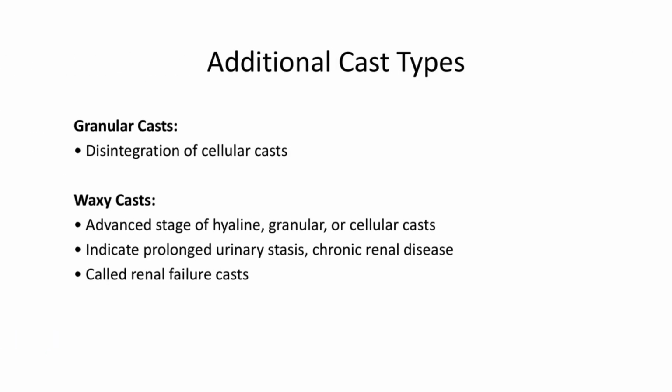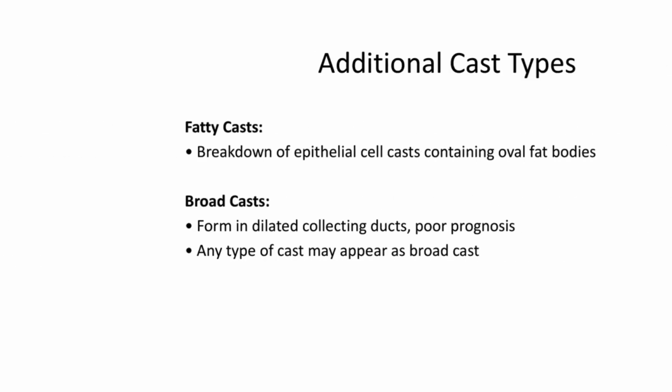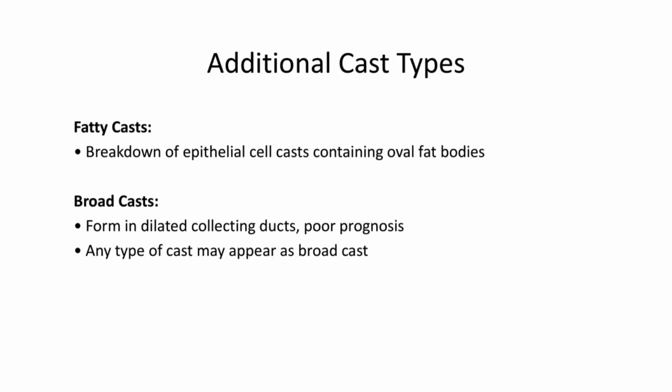Granular casts represent disintegration of cellular casts. Waxy casts are an advanced stage of hyaline, granular, or cellular casts and indicate prolonged urinary stasis, as seen in chronic renal disease. They are often referred to as renal failure casts. Fatty casts form when epithelial cell casts break down and contain oval fat bodies. Broad casts are formed in dilated collecting ducts and are a poor prognostic sign. Any type of cast may appear as a broad cast.